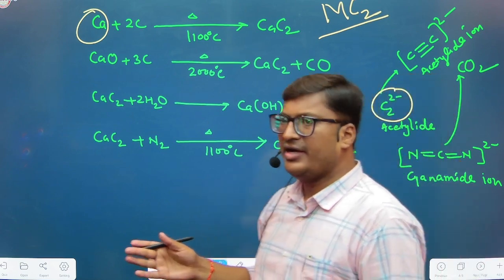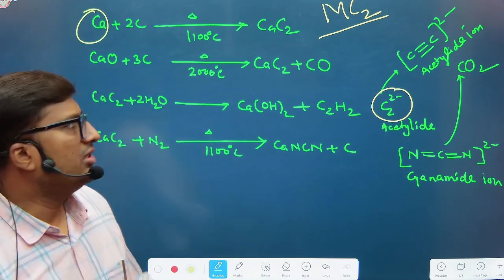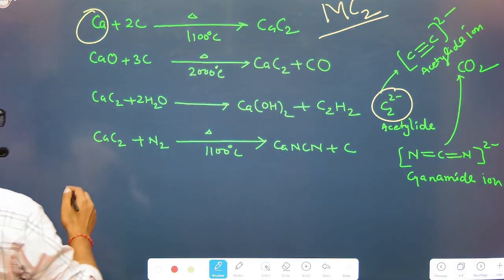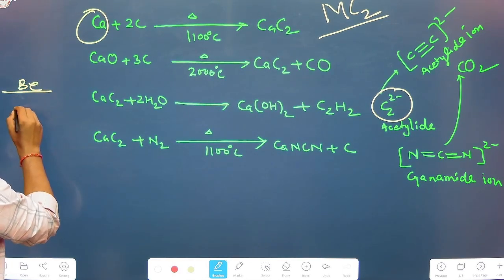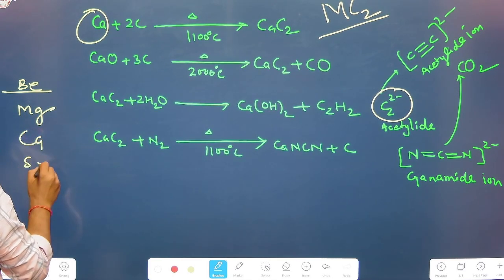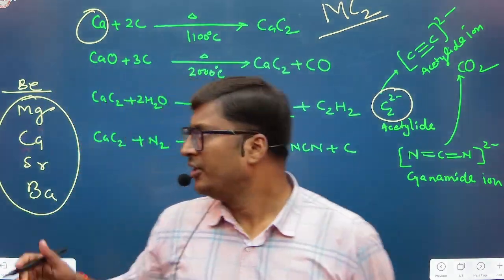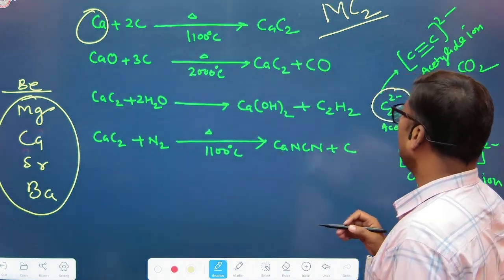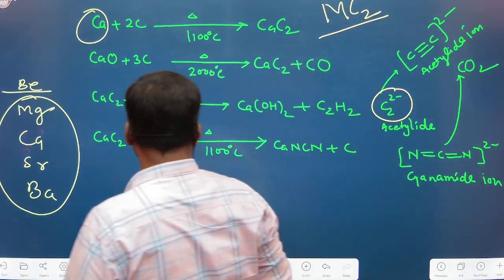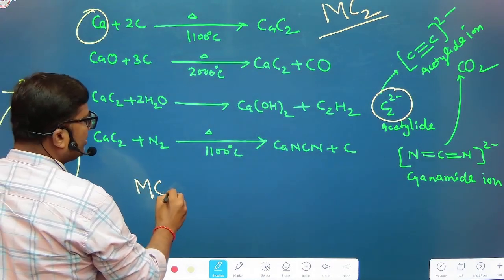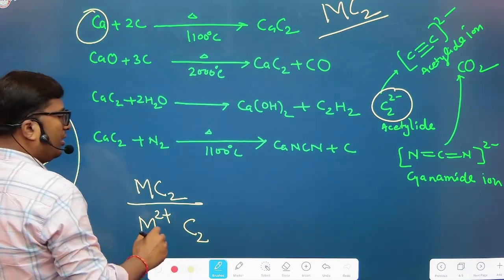In the previous reactions, it was based on the C4 negative charge, that is the methanide ion. Apart from beryllium, all the metals, that is magnesium, calcium, strontium, and barium, all these alkaline earth metals react at high temperature in the presence of carbon. So they produce such MC2 type of ionic compounds. An MC2 type of ionic compound contains M as 2 plus and C2 as 2 minus.